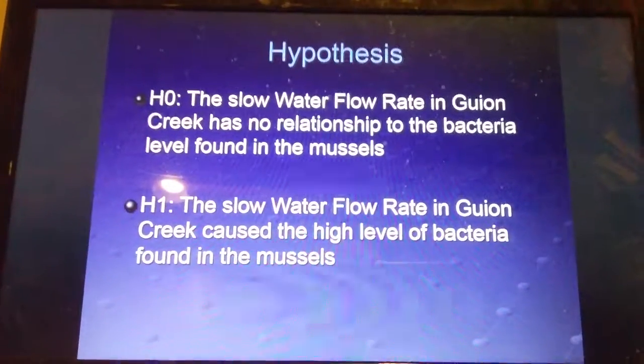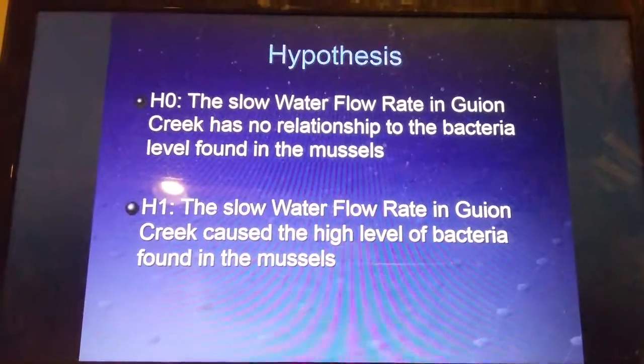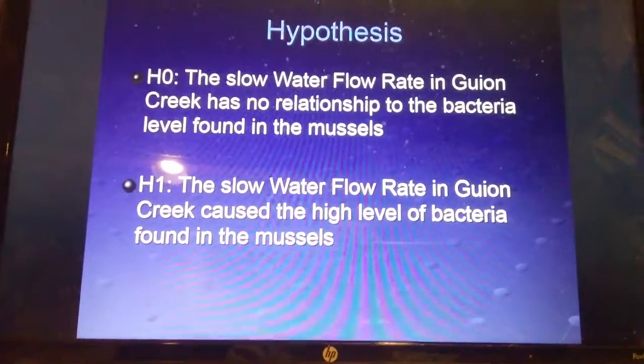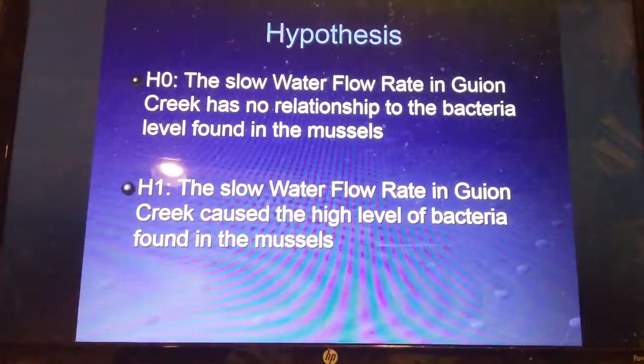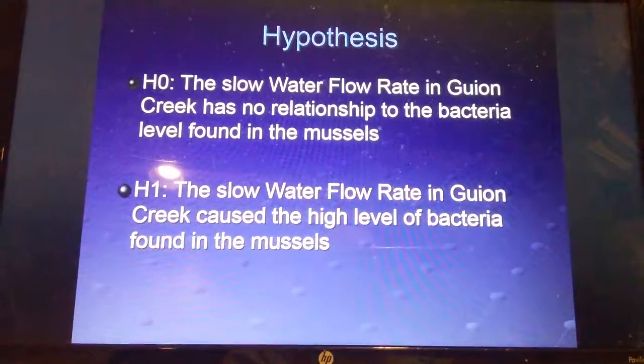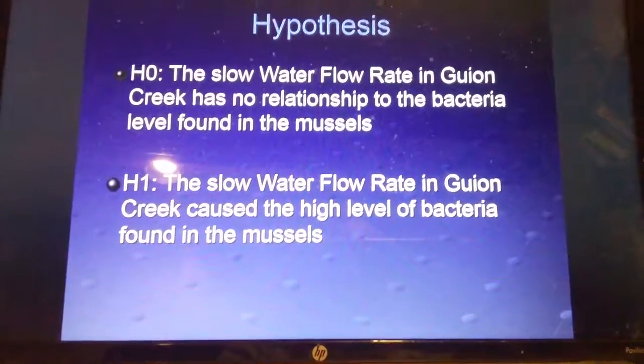Instead, H1 is the most important. It's the slow water flow rate in Guyang Creek causes the high level of bacteria found in the mussel. What does that mean? That means that the slower the water is flowing in the Guyang Creek, the more it causes accumulation of bacteria in the mussel. So this is very important because that's what we are studying.